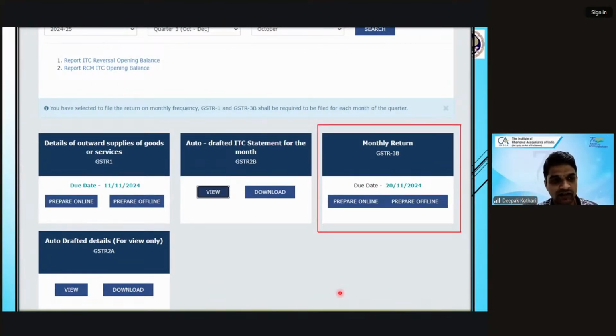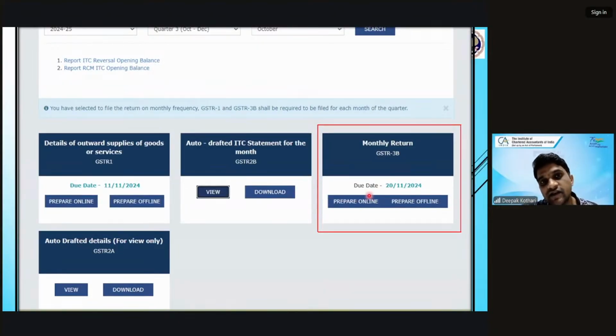आपको GSTR 2B returns दिख गया. Now you have to check it with your books of accounts and see whether the purchases what you have accounted, everything is appearing there. If it is appearing, then you will claim the credit. Okay. Once that is completed, then you will file the monthly return in GSTR 3B.